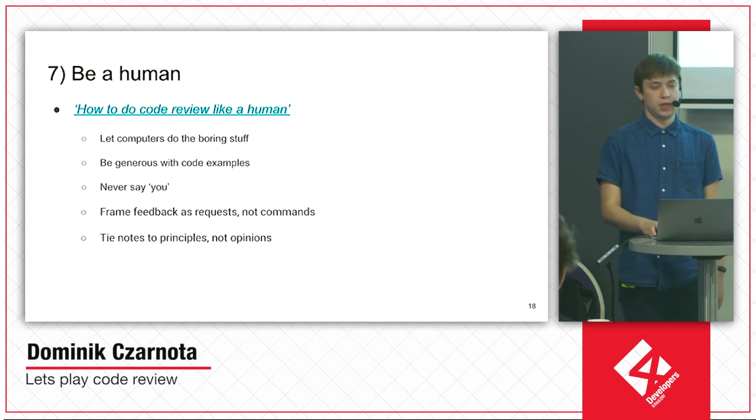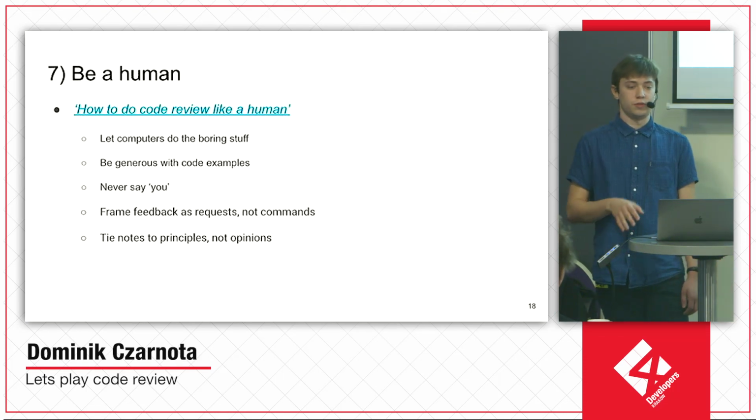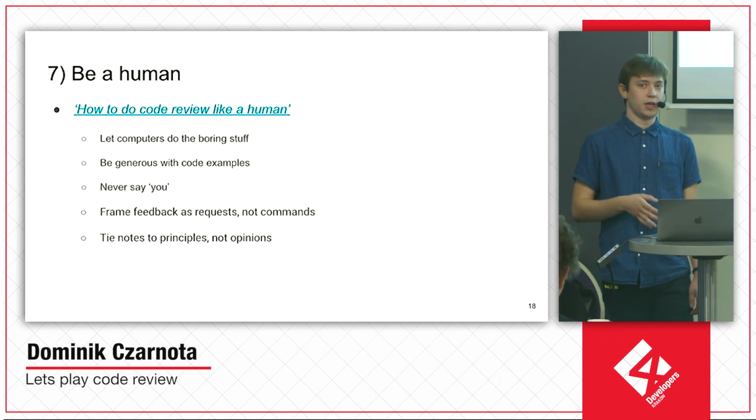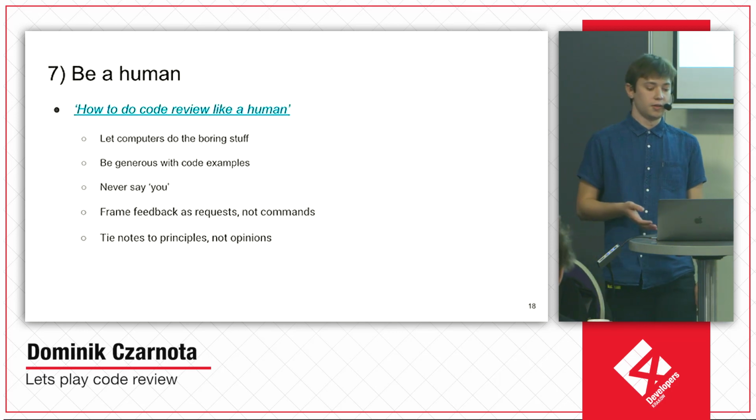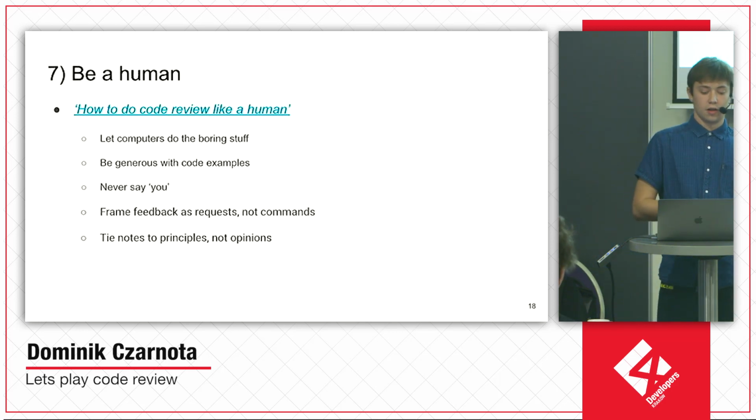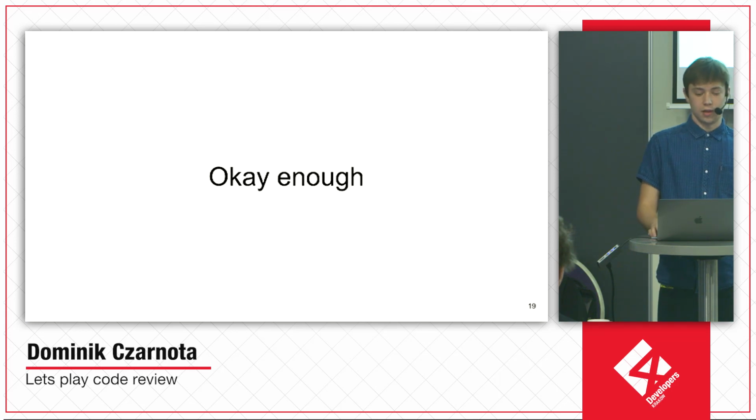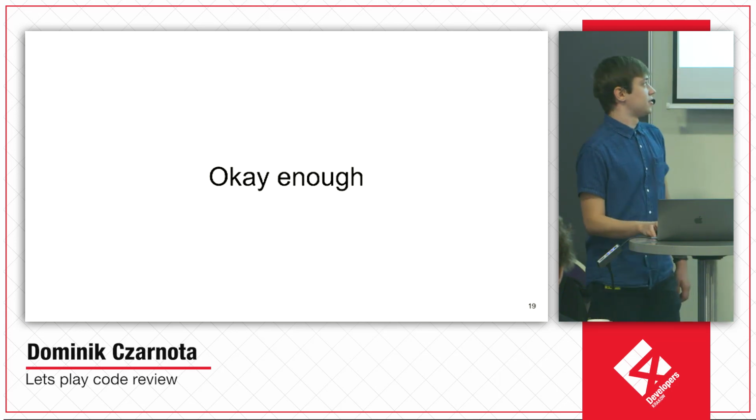Another thing is be a human. When you do code review for someone, you probably don't want to make them feel bad that they made some mistake. So try to be generous. Try to frame feedback as requests, not as comments. Because you are there to improve your code, not to blame people. Everyone makes mistakes. And that was enough from this part.